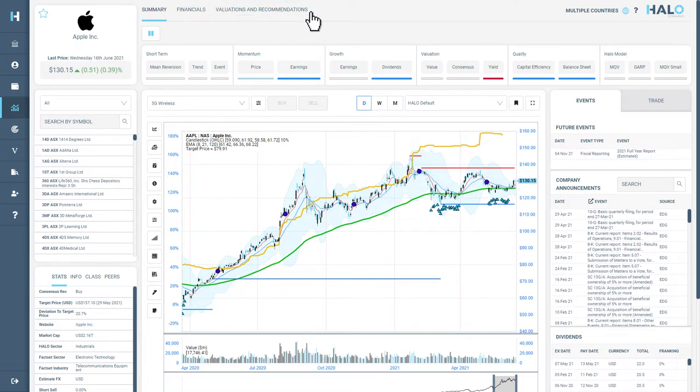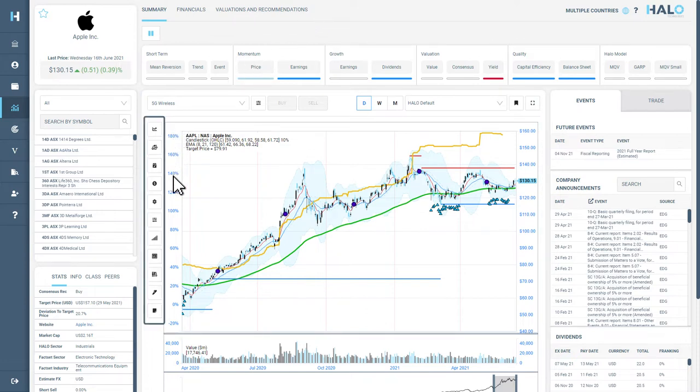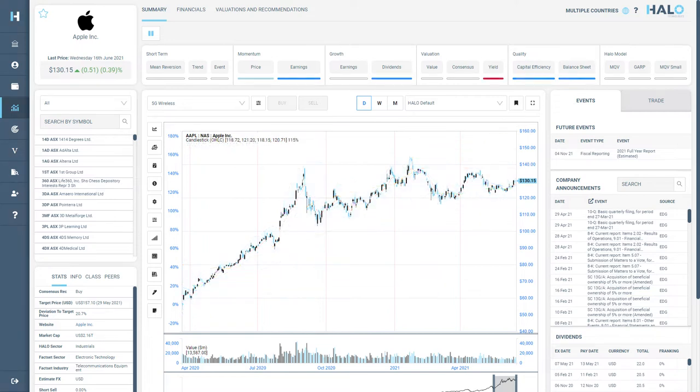Starting in Summary, you will notice Halo's market-leading charting interface, which can be fully customized to visualize the data and signals that are important to your decision-making. This chart is shown with the Halo default profile. This profile shows various important data sets, including the share price over time, shown as a candlestick. FactSet Consensus Analyst Target Price, represented by a yellow line, which shows how market analysts have been upgrading or downgrading their target price over time.